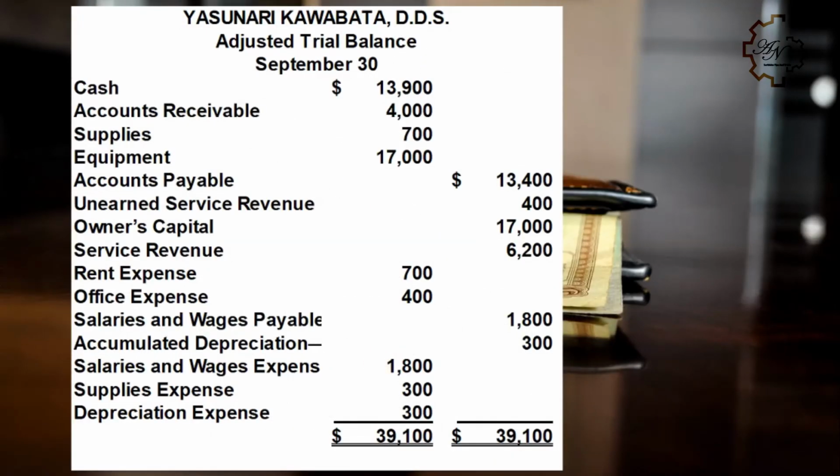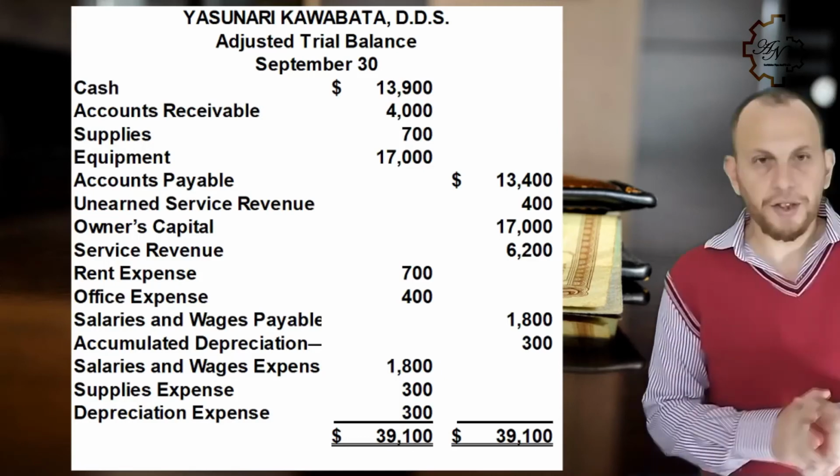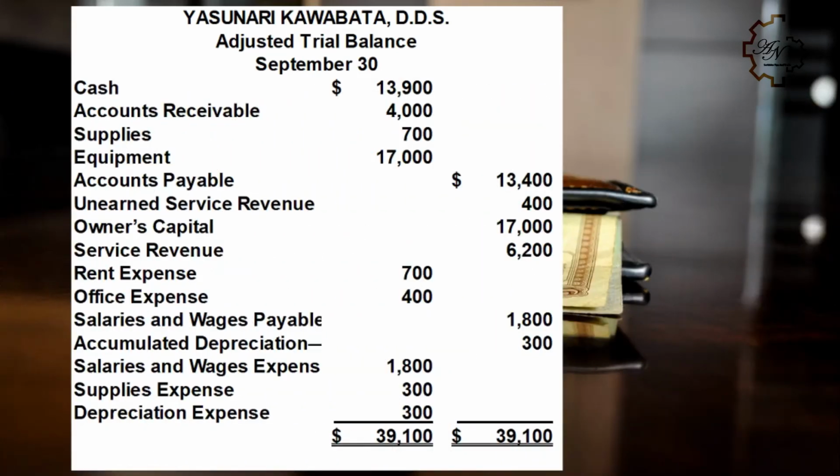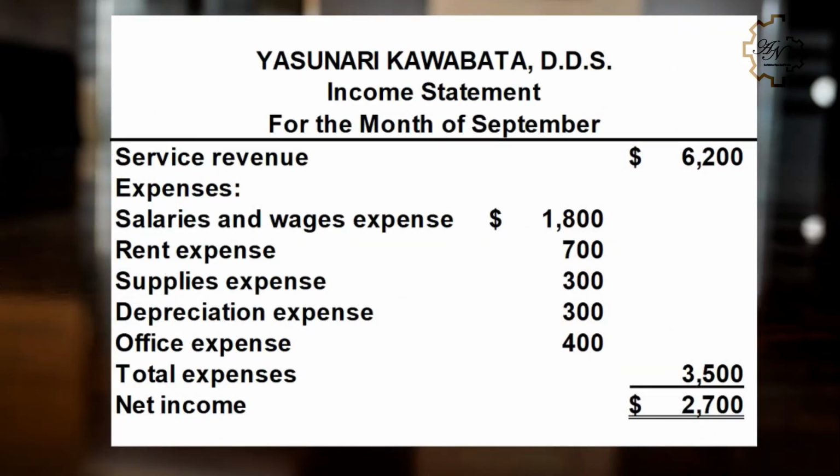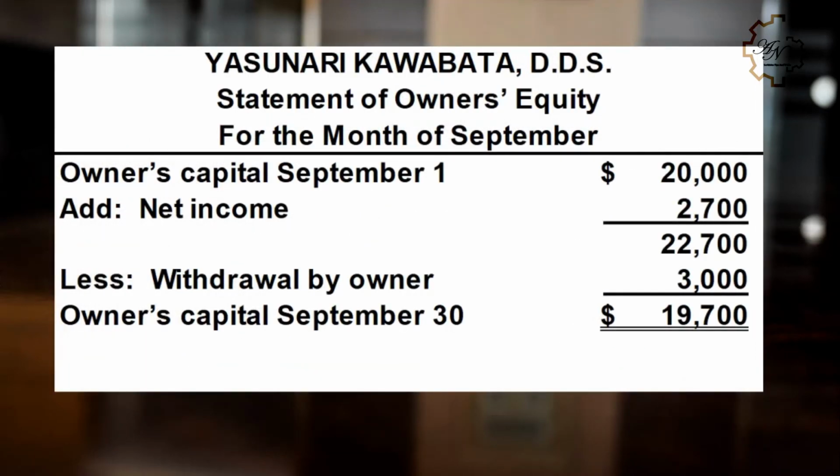Now we have the adjusted trial balance. It's just copy and paste from the worksheet. And we have the income statement for the month of September. We have revenues less expenses, and the net income is $2,700.